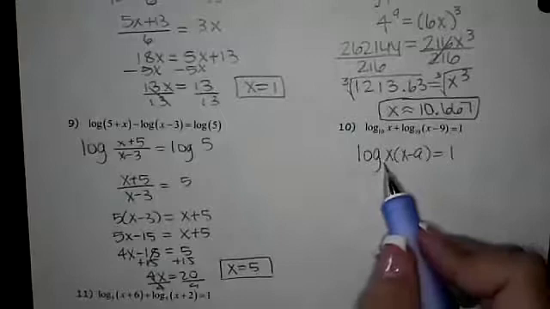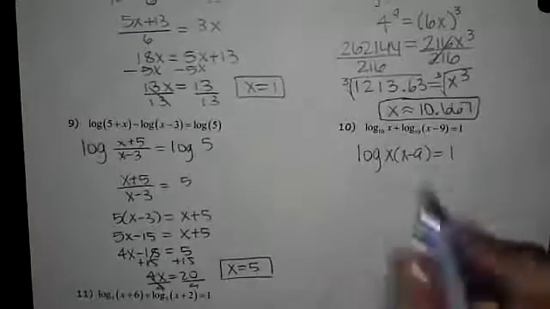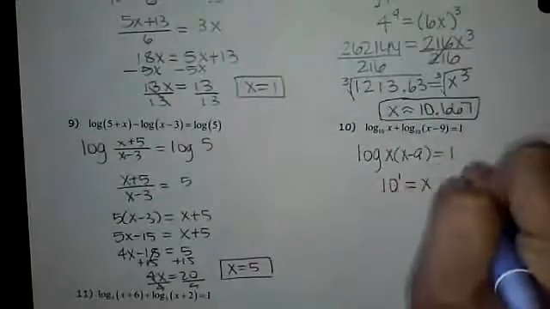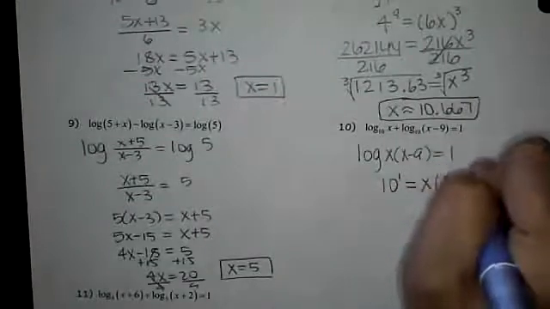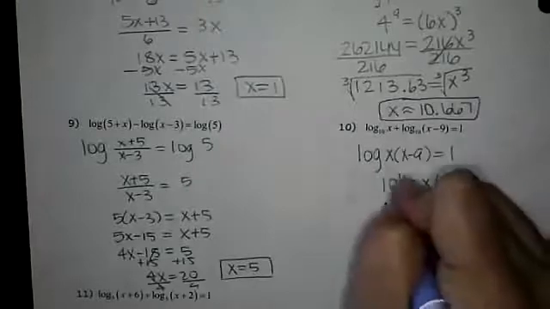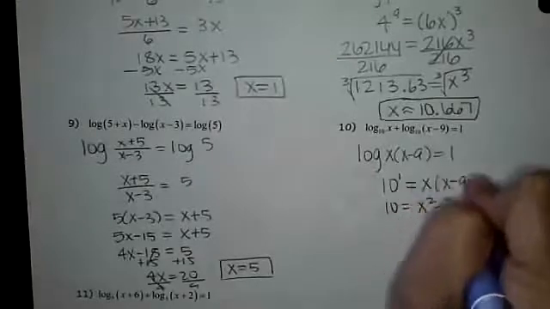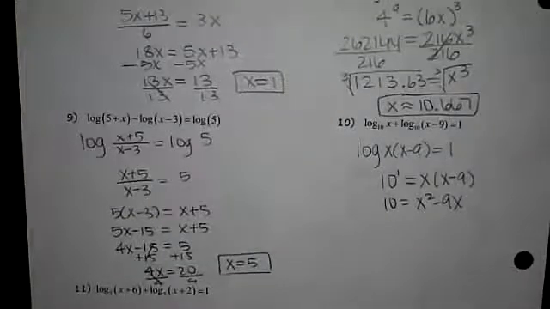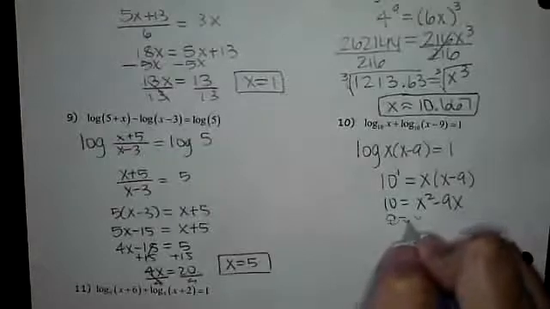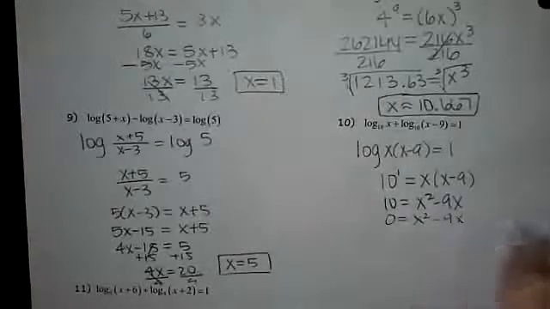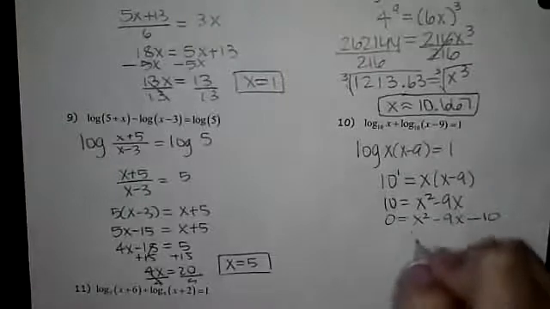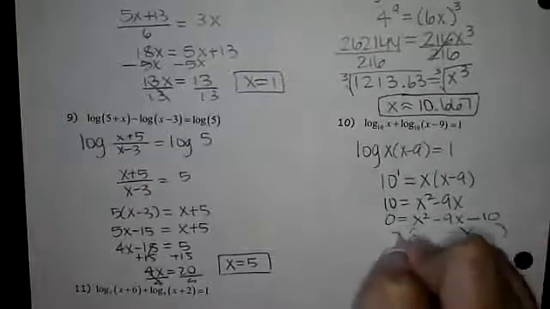So I drop my base of 10, because remember the common log has a base of 10, and I get 10 to the first power is equal to x times x minus 9. When I distribute this, I end up with a quadratic. And we know how to solve quadratics. We set them equal to 0 so that we can factor. So I'm going to subtract that 10 to get it to the other side, and we get x squared minus 9x minus 10.